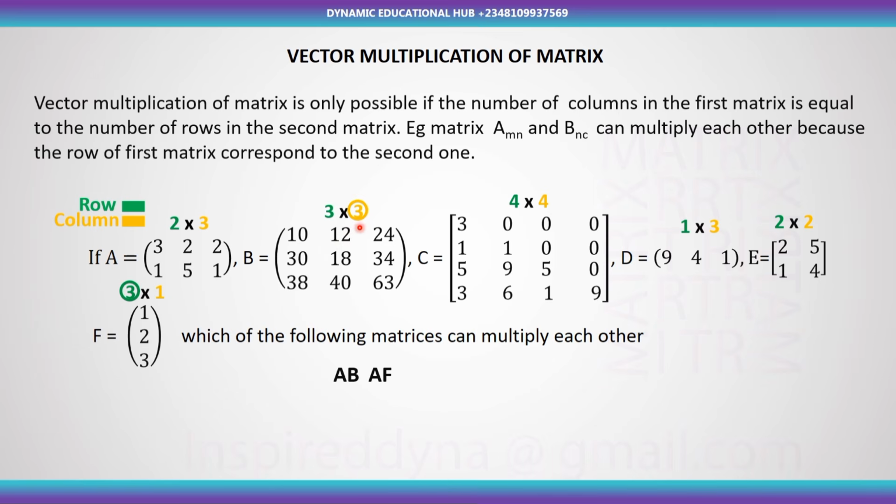Now let's pick B. If you carefully look at all other matrices, you will observe that B can multiply F as well, because the column here corresponds with the row here. So that is why BF can multiply each other. Now let's see if FB can multiply each other. No, they cannot, which means that the column here doesn't correspond with the row here. So FB no, but BF yes.